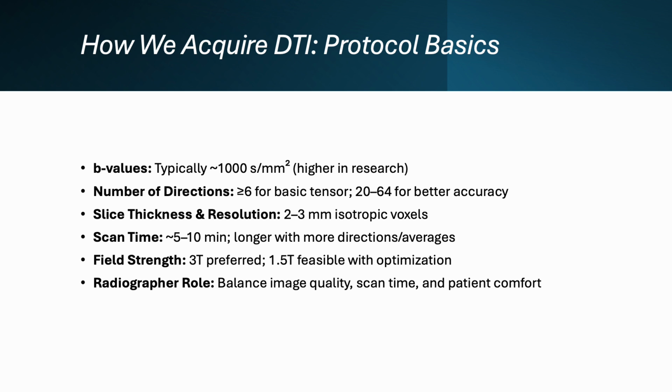So fifth is the field strength, and this plays a big role. So 3T systems offer better signal and resolution, but with careful optimization, DTI is still very much possible at 1.5T. So as radiographers, our role is to just tailor these protocols to the clinical question to optimize the quality while keeping the scan tolerable for the patients.